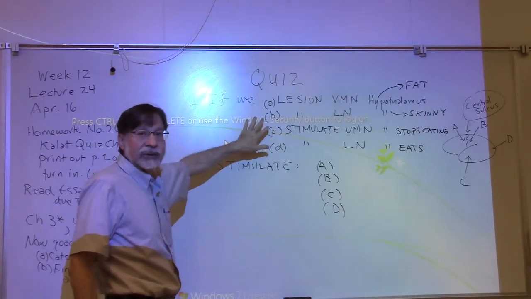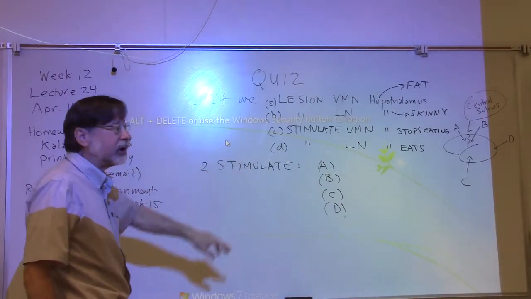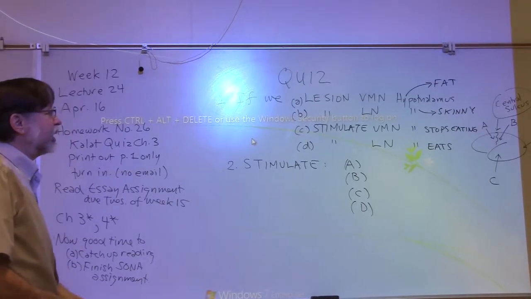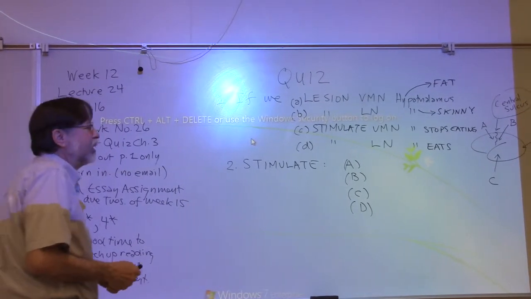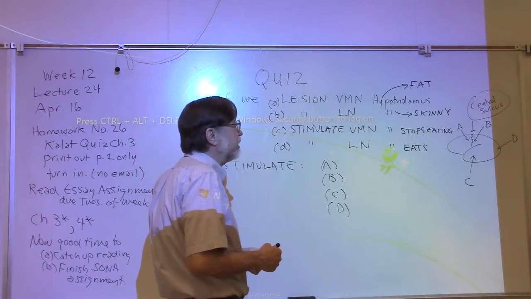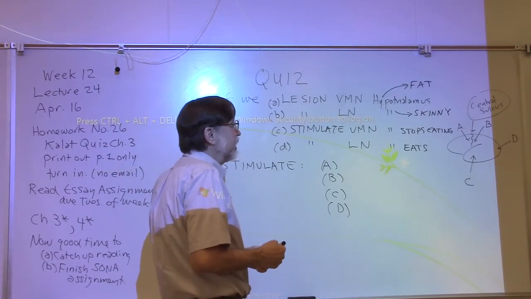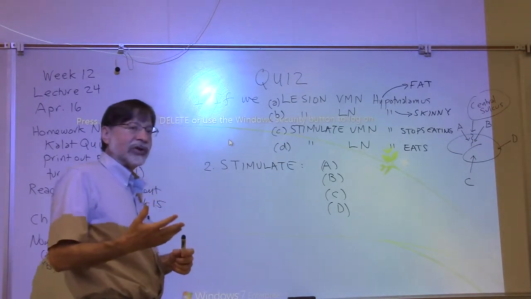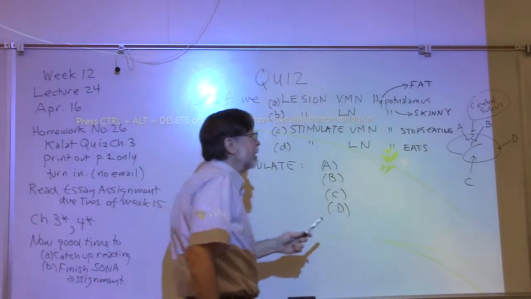How many got this one? Okay, so looks like most. Stimulated A, B, C and D. If you stimulated A, you get motor movements on the right side of the body. Stimulated B, the person has sensations on the right side of the body.